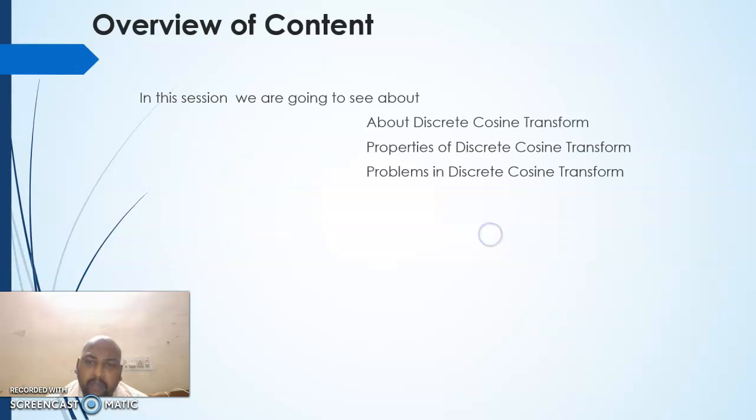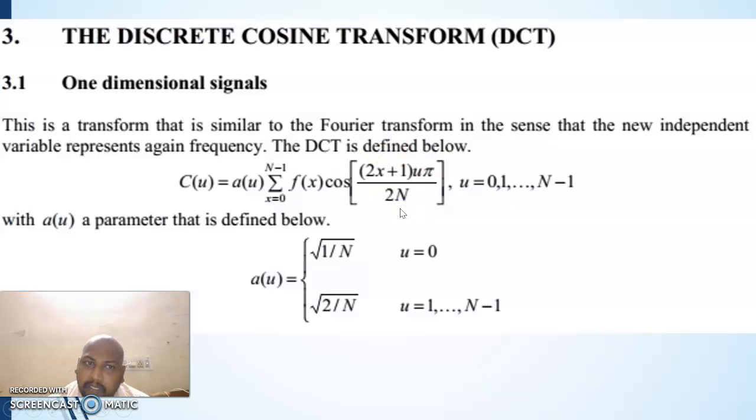Today in this class we will be discussing what is meant by discrete cosine transform, then the properties of the discrete cosine transform, and then problems in the discrete cosine transform. First, let us say something about the discrete cosine transform.